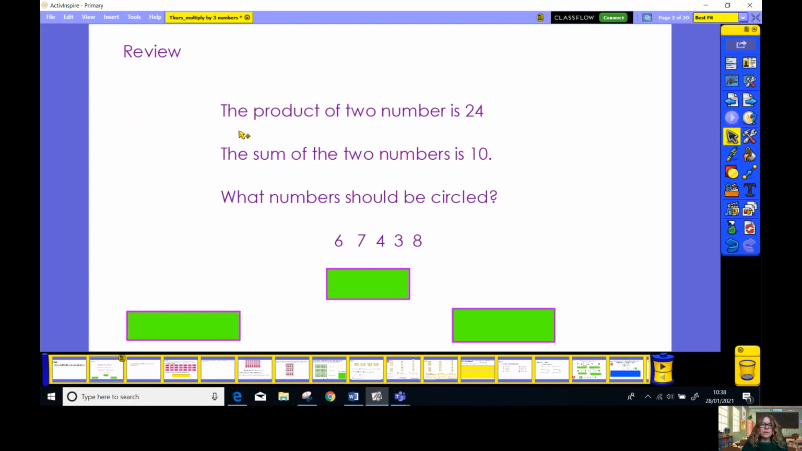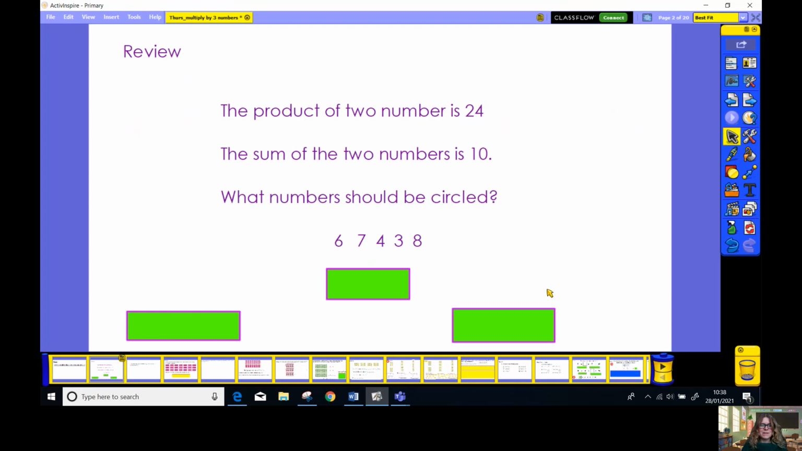So here I have a little problem for you. The product of two numbers is 24. The sum of the two numbers is 10. What two numbers would I circle? Pause the video and have a go at that now.